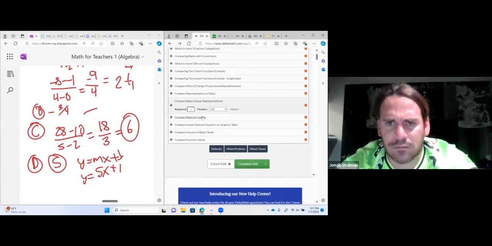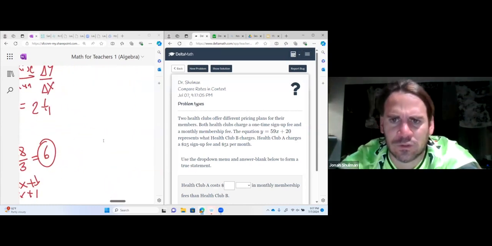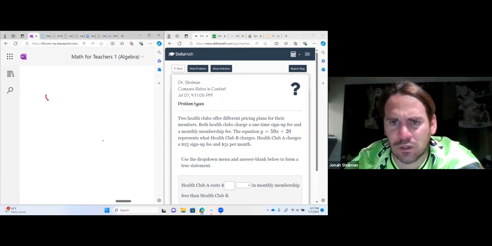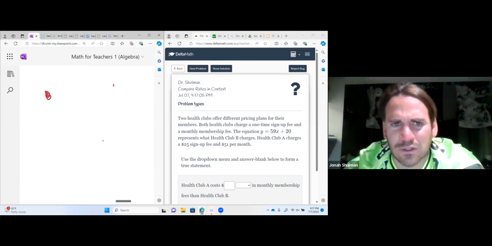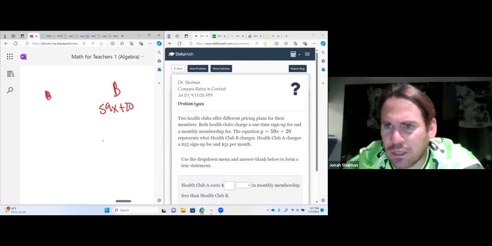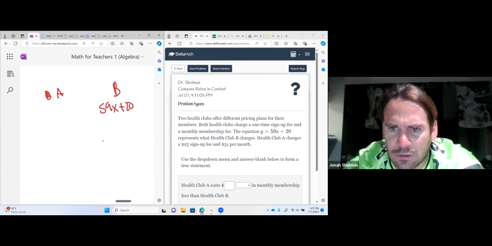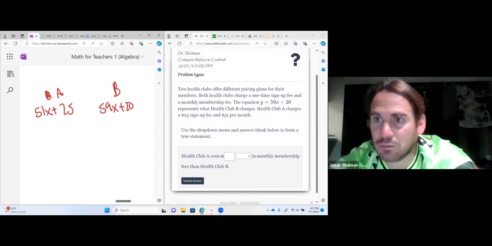Back. All right, compare rates in context. All right, let's see what this one has. Ooh, this one looks tough. Two health clubs offer different pricing plans for their members. Both health clubs charge a one-time sign-up fee and a monthly fee. So the equation represents B. Okay, so we're starting with B first. That's weird. 59x plus 20. And A is 51x plus 25. Some expensive gyms. I'm a Planet Fitness goer.